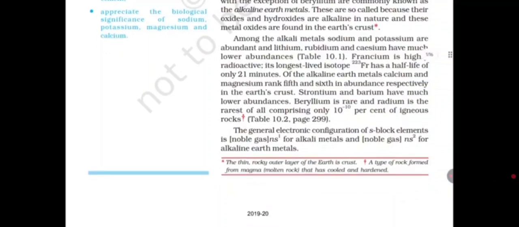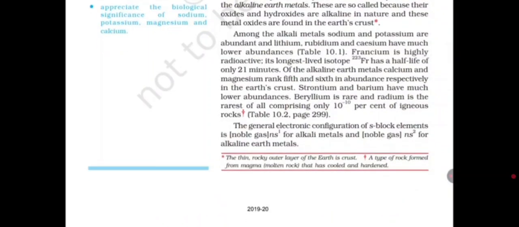rocks. The general electronic configuration of S block elements is noble gas ns1 for alkali metals and noble gas ns2 for alkaline earth metals.